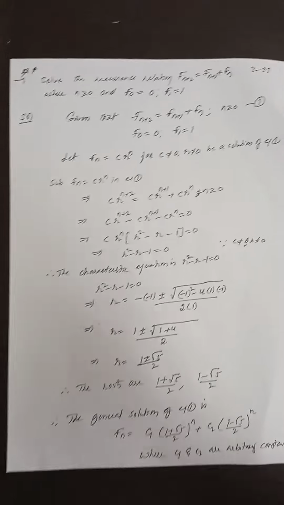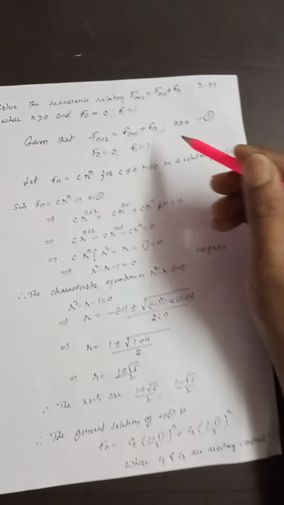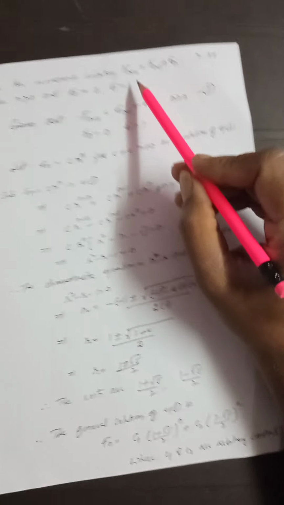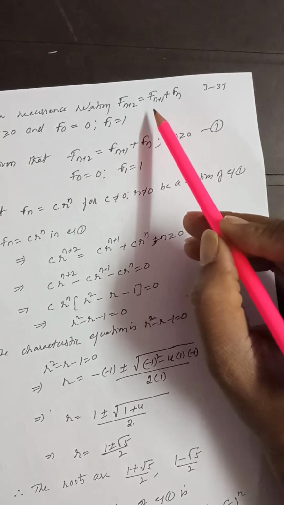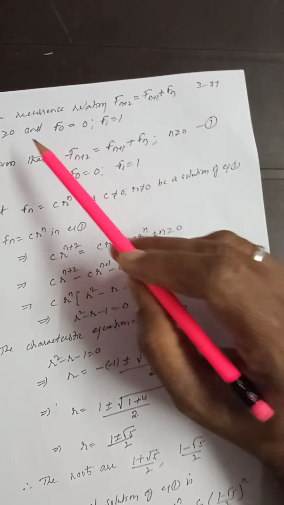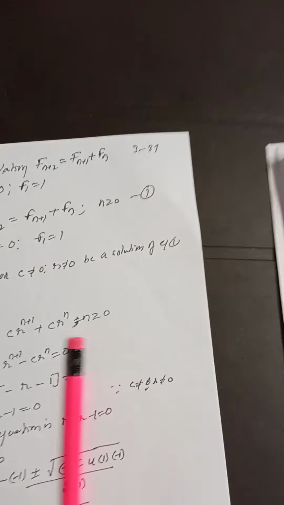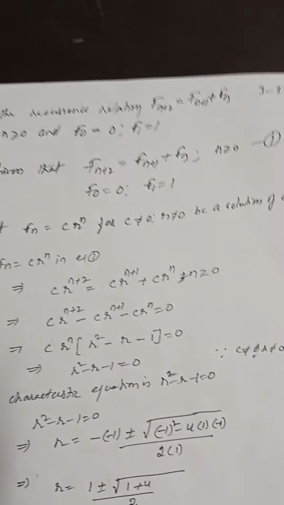The first problem is also important. The concept is very important. Here the problem is an important problem. Solve the recurrence relation f_(n+2) is equal to f_(n+1) plus f_n, where n greater than or equal to 0 and f(0) is equal to 0 and f(1) is equal to 1.